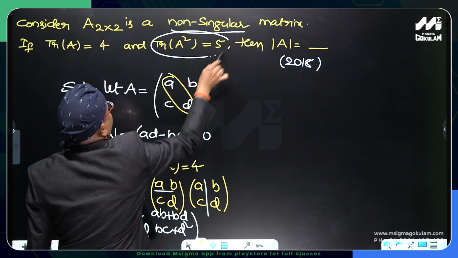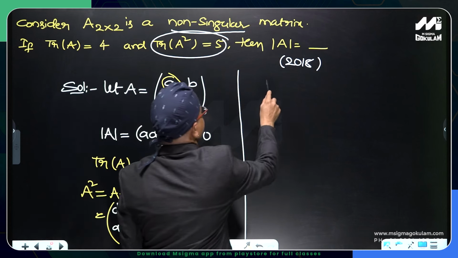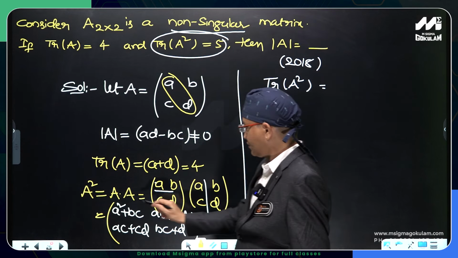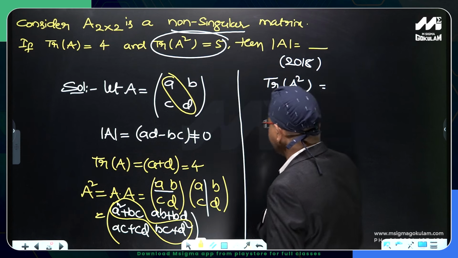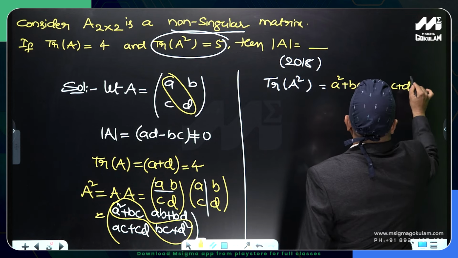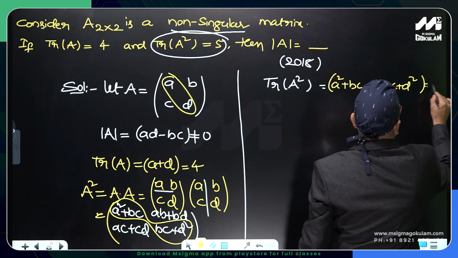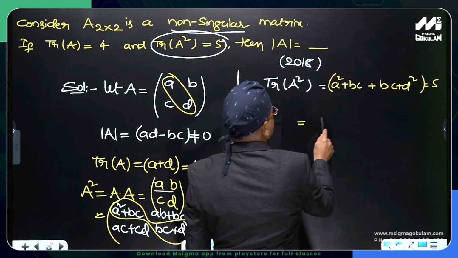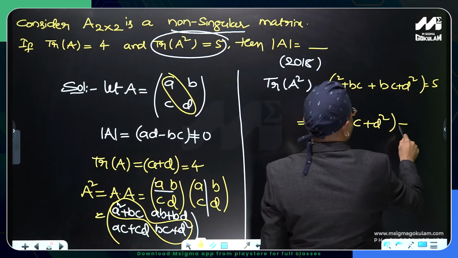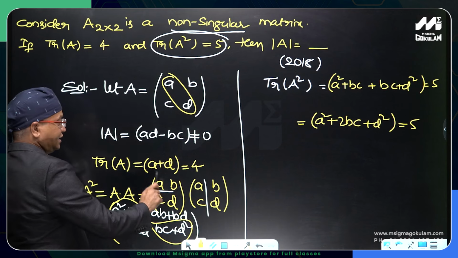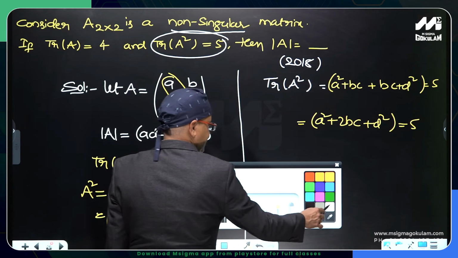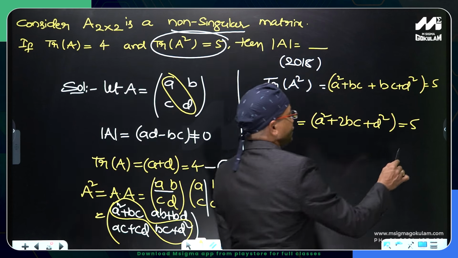Trace of A square is given 5. I continue the solution here. That means what? These are the diagonal elements. Add them: A square plus BC plus BC plus D square is trace of A square, that was given 5. That means A square plus 2BC plus D square equals 5. Now you observe, here A plus D value 4, here A square plus 2BC plus D square is 5. This is equation 1, this is equation 2.